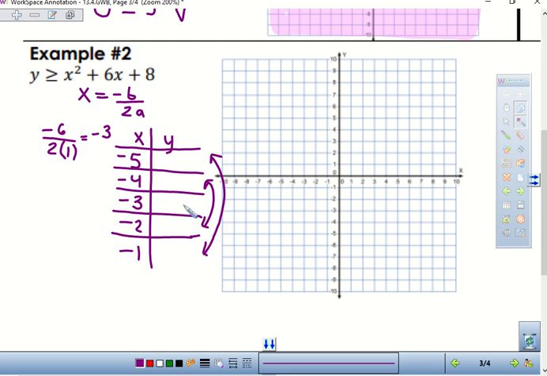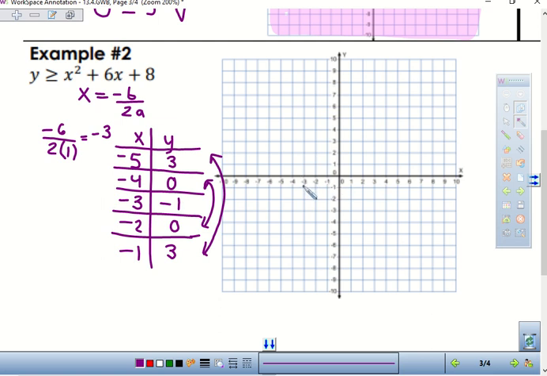So if I plug in negative 3, I get 9 minus 18, which is negative 9, plus 8 is negative 1. If I plug in negative 2, I get 4 minus 12, which is negative 8, plus 8 is 0. So these two are 0. If I plug in negative 1, I get 1 minus 6, which is negative 5, plus 8 is 3. You can also, of course, use a calculator if you don't feel comfortable doing it in your head.